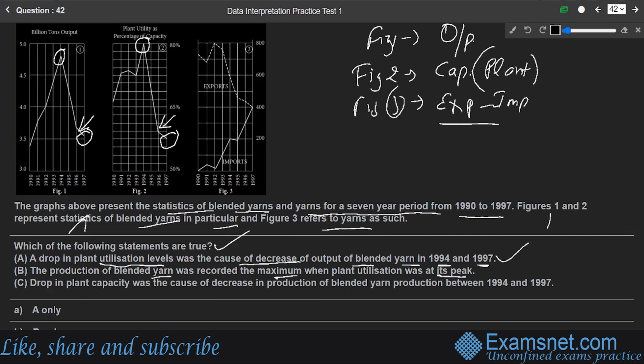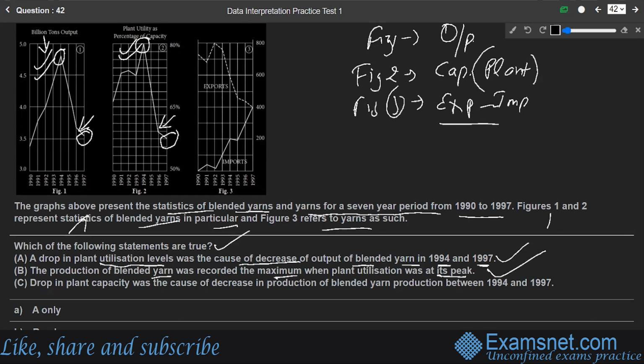He's saying that production was maximum when the plant utilization was also maximum, and that is obvious. We can see in the first figure the production is maximum at this peak, and in the same figure we can see this is happening for the year 94 only, that the production is maximum and the plant utilization is also at maximum. So clearly statement B is also right.